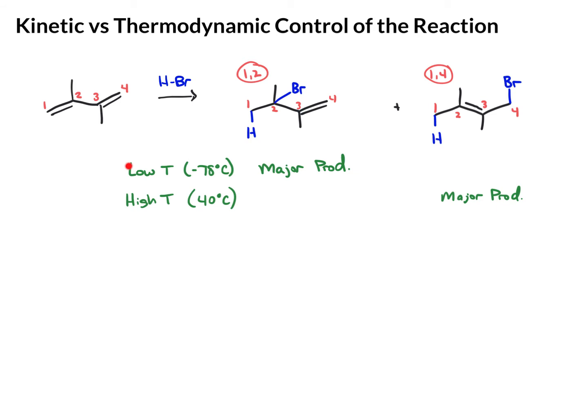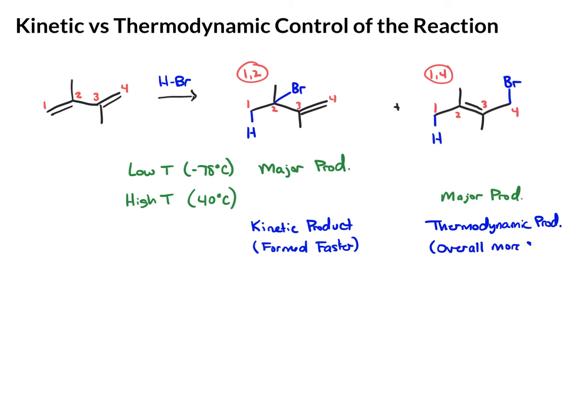The 1,2 product that is formed at a lower temperature, that's known as the kinetic product. And when thinking about kinetics, that's all about speed. And the kinetic product is formed faster. Versus thermodynamic, which is what we have with the 1,4 product here. Thermodynamic products are those that are overall the most stable. And that's what we often find with kinetics and thermodynamics. A reaction under kinetic control will give you the one that is formed the fastest. A reaction that's under thermodynamic control will give you the overall most stable product.